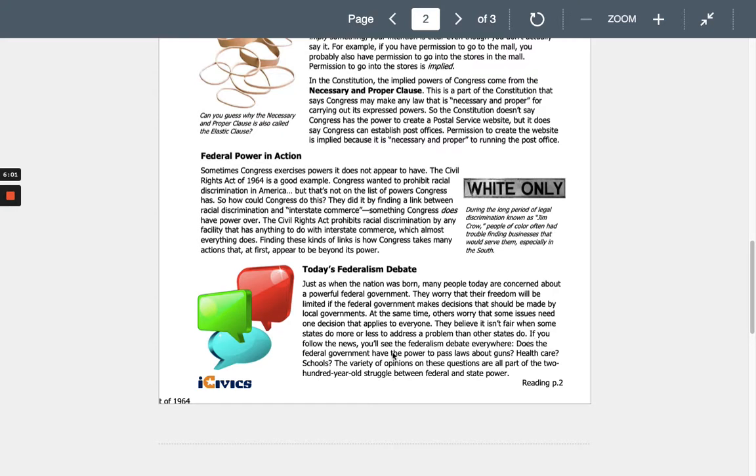If you follow the news, you'll see the federalism debate everywhere. Does the federal government have the power to pass laws about guns, healthcare, schools? The variety of opinions on these questions are all part of the 200-year-old struggle between federal and state power.